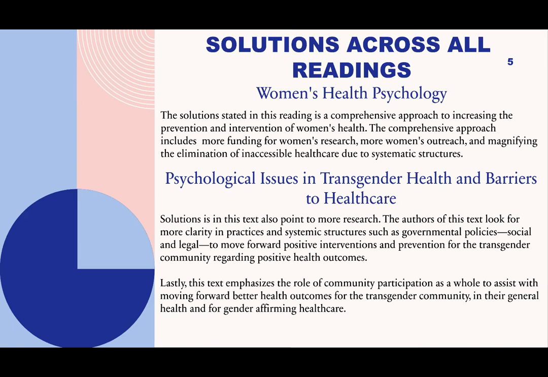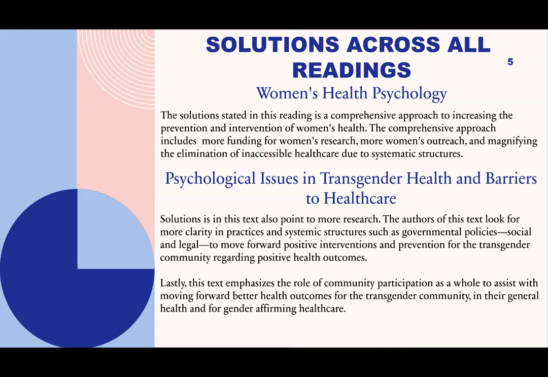And in the last text, nicknamed Psychosocial Issues in Transgender Health and Barriers to Healthcare, solutions in this text also point to more research. The authors of this text look for more clarity in practices and systemic structures such as governmental policies, social and legal policies to move forward positive interventions and prevention for the transgender community regarding positive health outcomes.